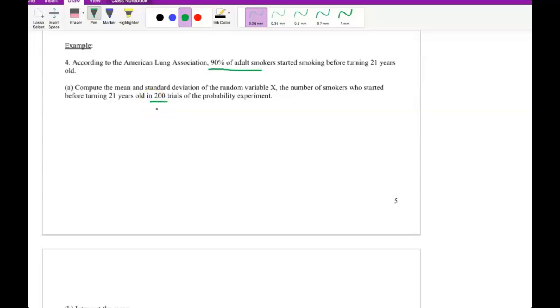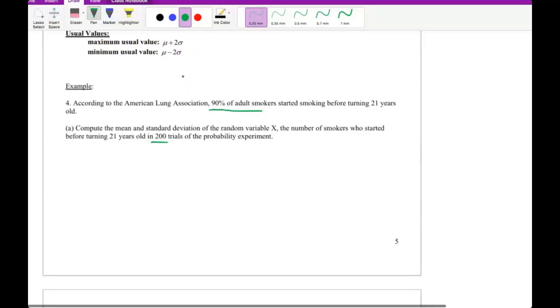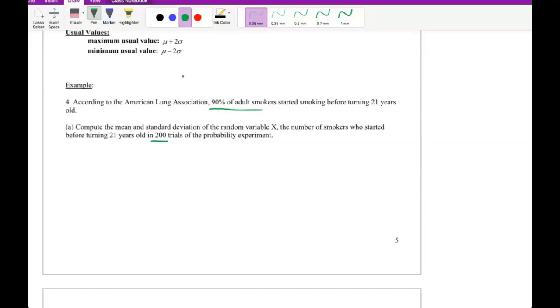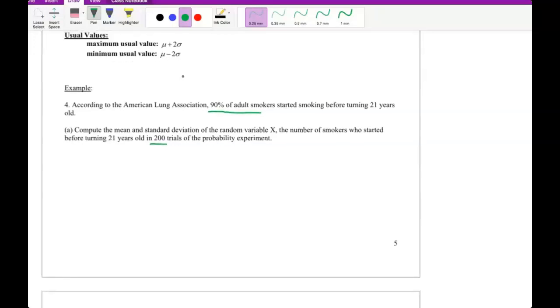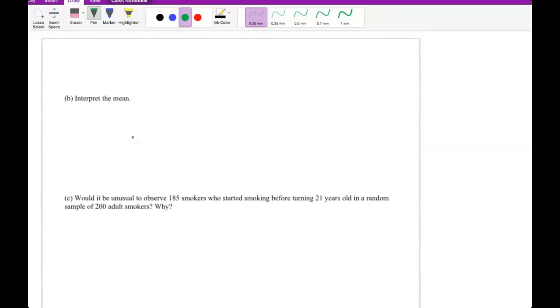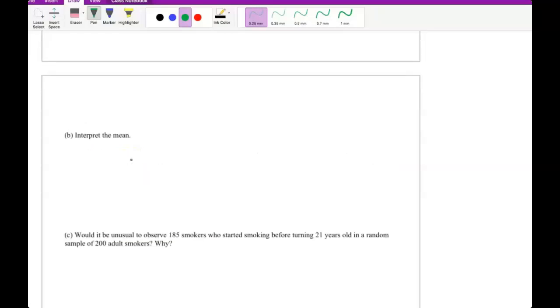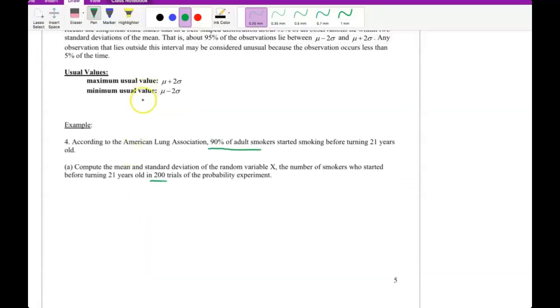So here on this part, we're going to work based on what we have here on top, usual values. I need to find mean and standard deviation. So this part is asking us to find mean and standard deviation. And on the second part, it's asking would it be unusual. Since it's asking if that is unusual or not, I'm using what we have here on top.